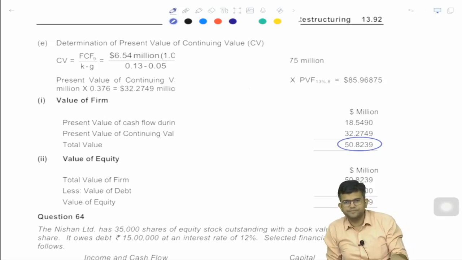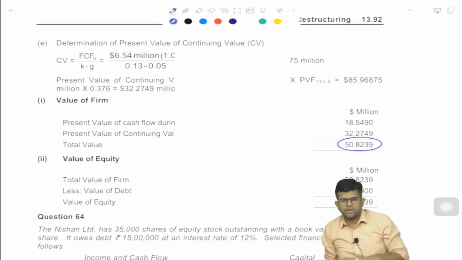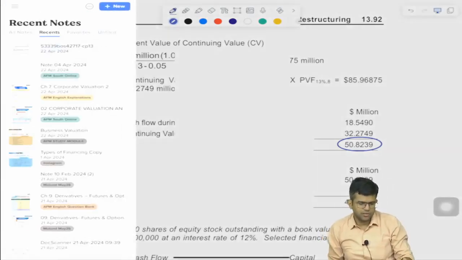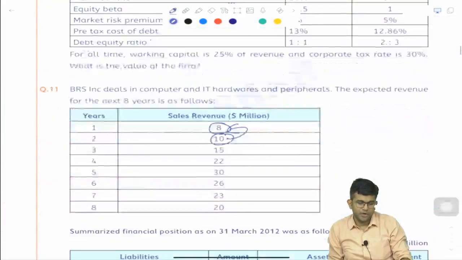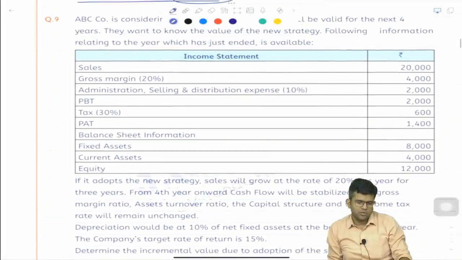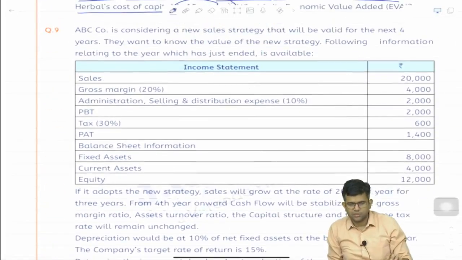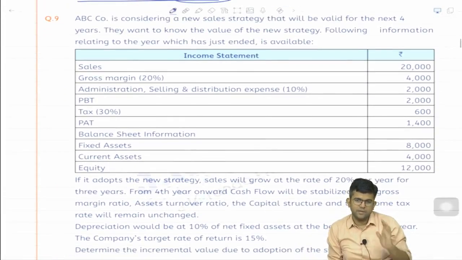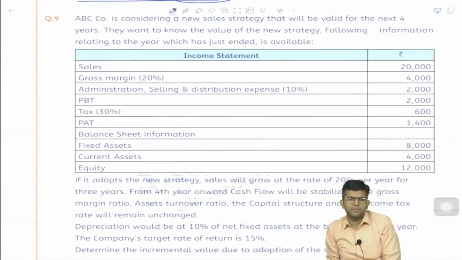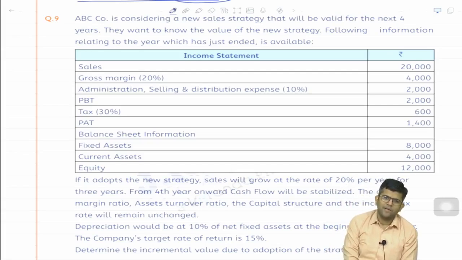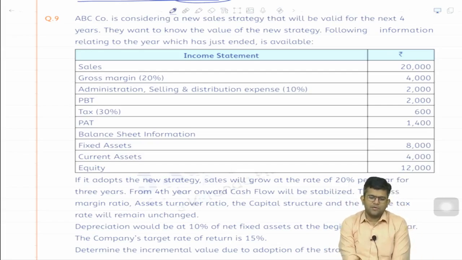Done? Okay, so with that we finish the discussion of question number 11. Now come to question 9. Last question on FCFF. All FCFF questions were big, no? The EVA question was so small. Okay, question 9. Again a big question, read carefully.